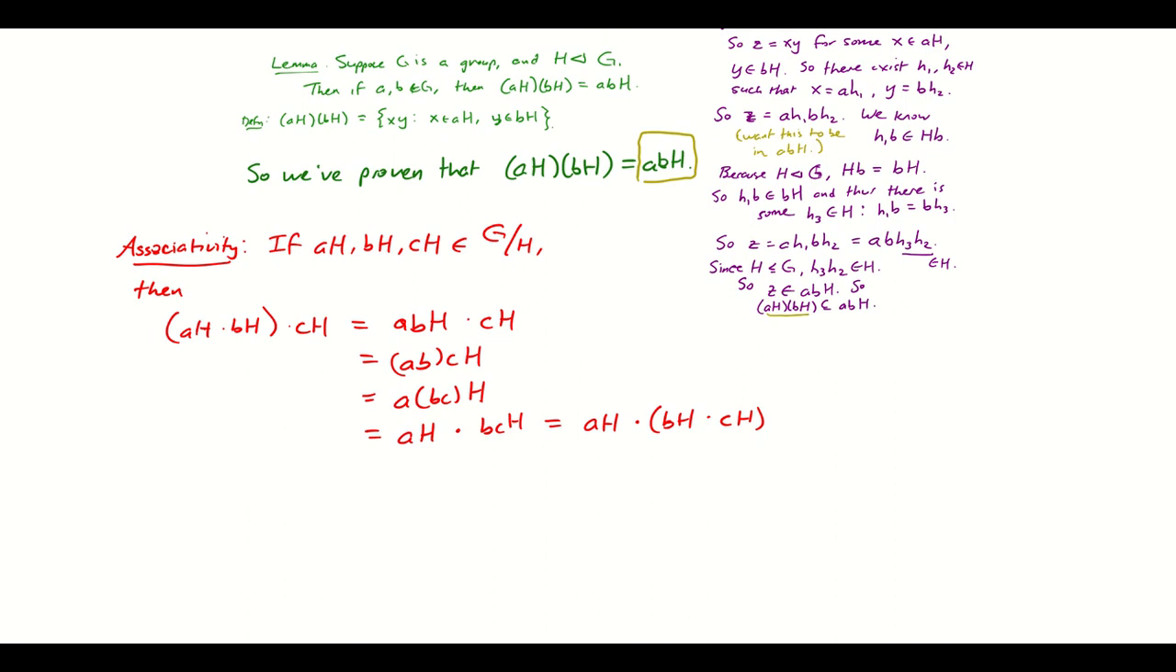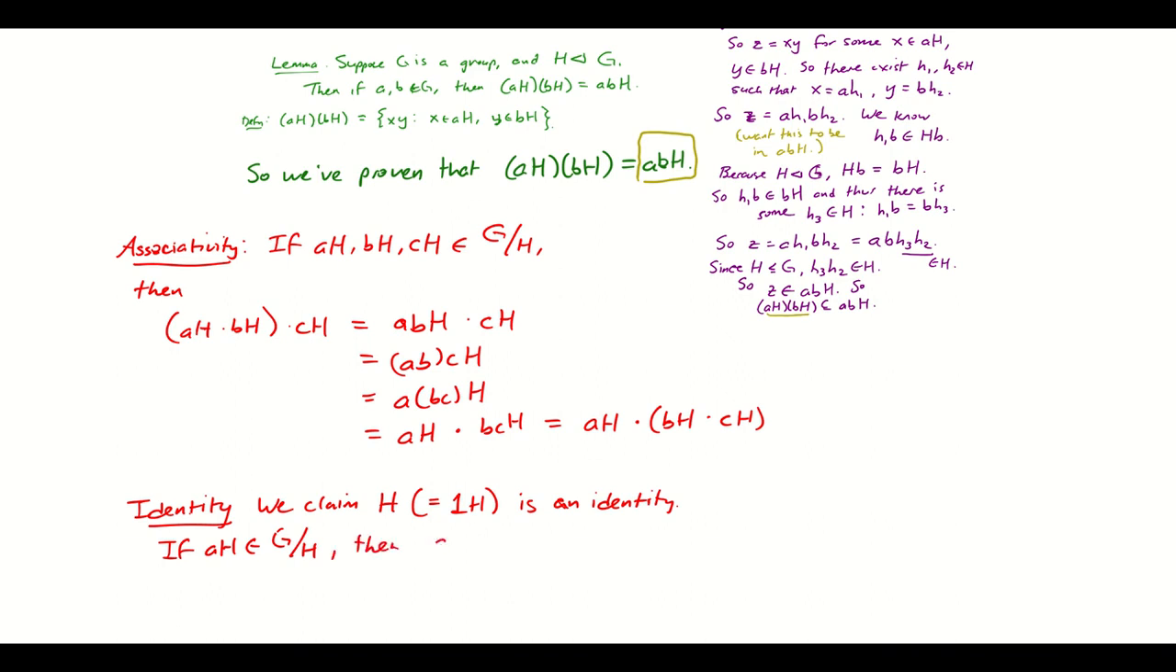The identity? Well, take a minute and maybe even pause the video and think about what the identity might be. Okay, all right, I'm assuming if you're still listening, that means that you'd like to talk about it. So we claim that H, which is incidentally equal to 1H, is an identity. And that's true because if AH is an element of G mod H, an element of the factor group, then AH times 1H is equal to A1H, which is really just AH. And same argument pertains to 1H times AH.